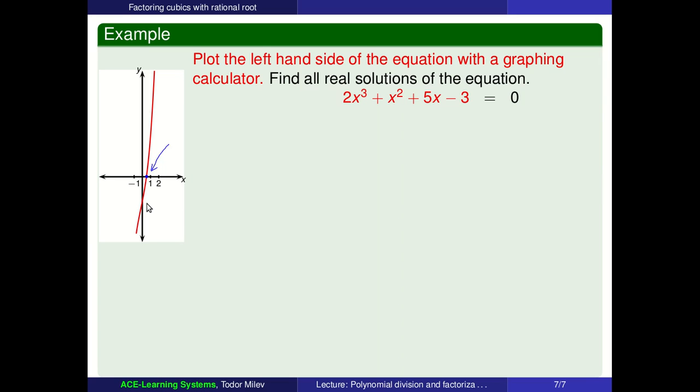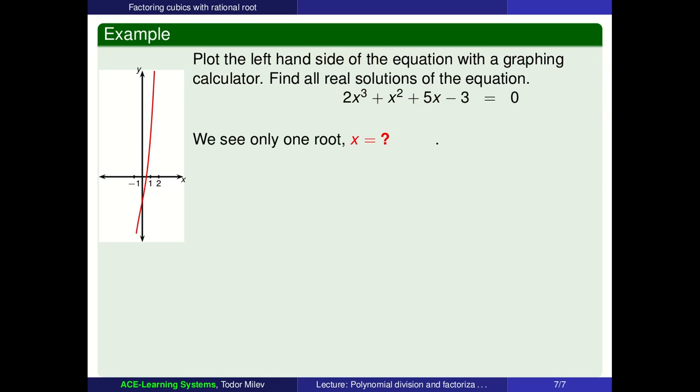So perhaps this cubic equation has only one real solution. That's option number 1. Or maybe it has other solutions, but they're very far away. Maybe that cubic goes up and then goes back down and intersects the x-axis, but we did not choose the viewing window properly. So what's going on? Well, we don't know. Let's see how we can check whether this cubic has one or more real solutions.